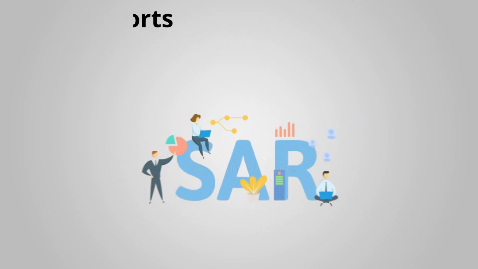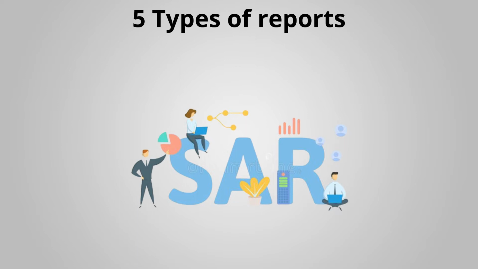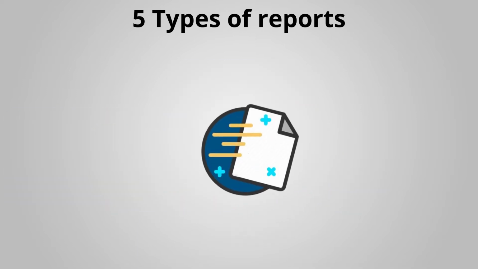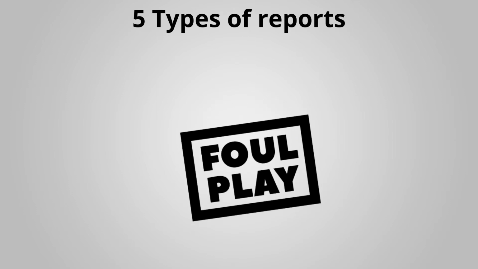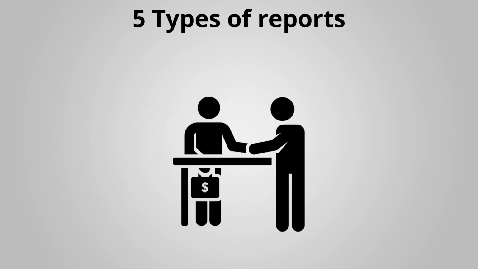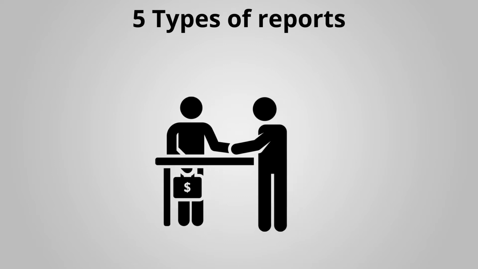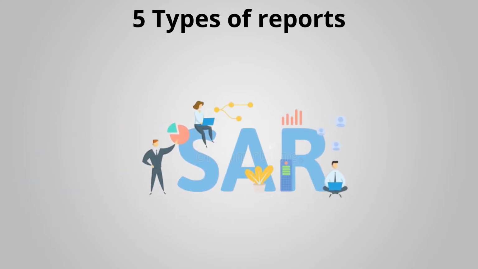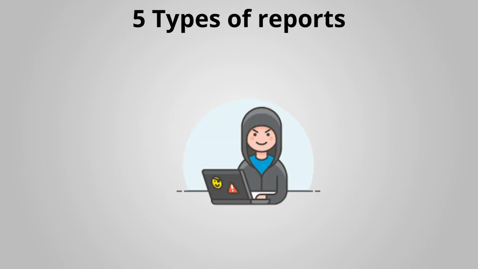First is the Suspicious Activity Report, SAR, which is a document used by financial institutions to report any activity that hints at foul play or corruption. The SAR is not an accusation, and the owner of an account is not notified when an SAR is filed. It's just a way for banks to alert law enforcement to irregular activity on an account.